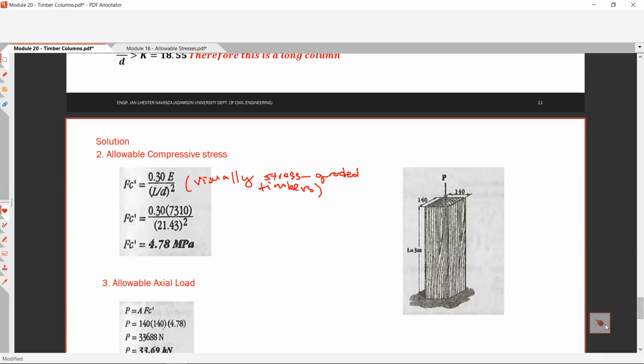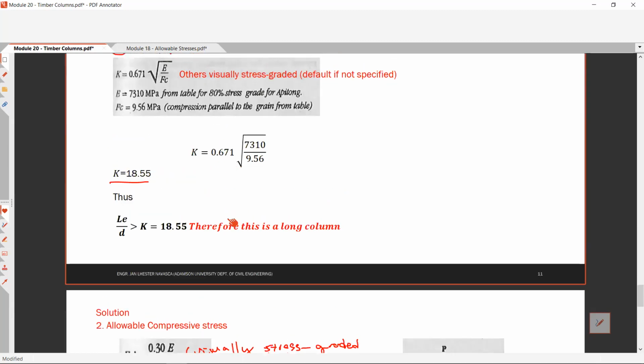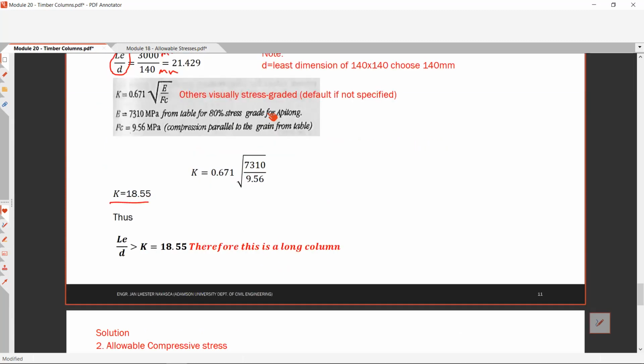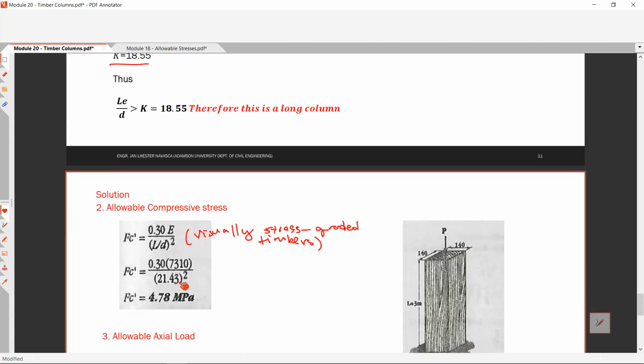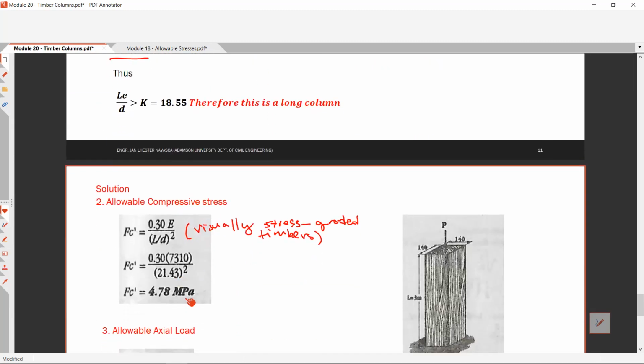Okay, so this one is your 0.3 multiplied by the modulus of elasticity E divided by your L over D squared. You get your 0.3 times 7310 divided by 21.43 squared. That is your L over D. You get your 4.78 megapascal. So this one is the adjusted compressive strength.